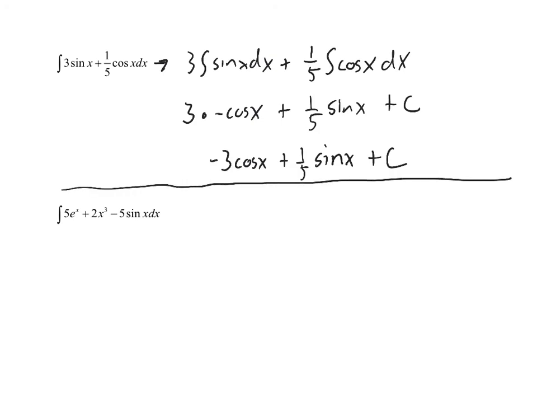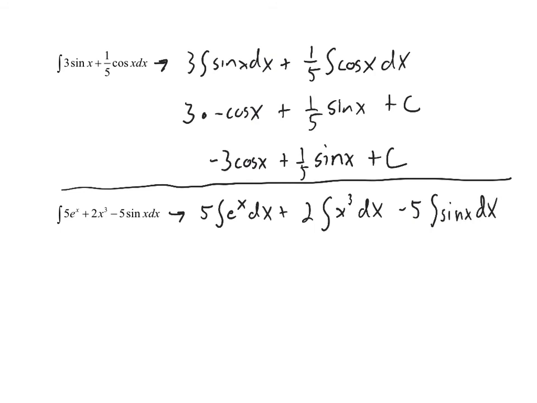Okay, here we've got a nice long one. We've got 3 different functions essentially going on there. I can rewrite this whole thing. I'm going to pull that 5 out: 5 times the antiderivative of e to the x dx plus 2 times the antiderivative of x cubed dx minus 5 times the antiderivative of sine x dx. And we're going to go through and find each one.